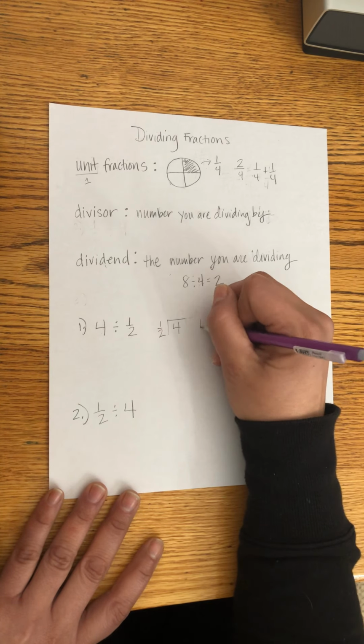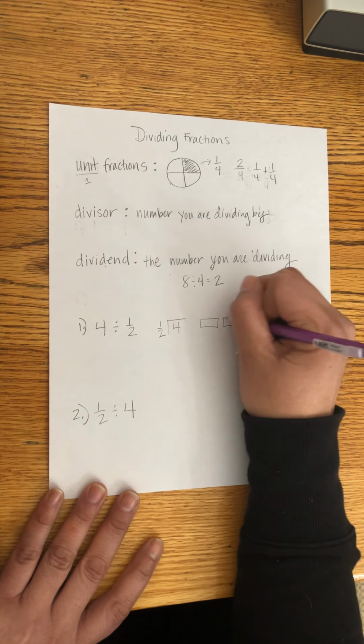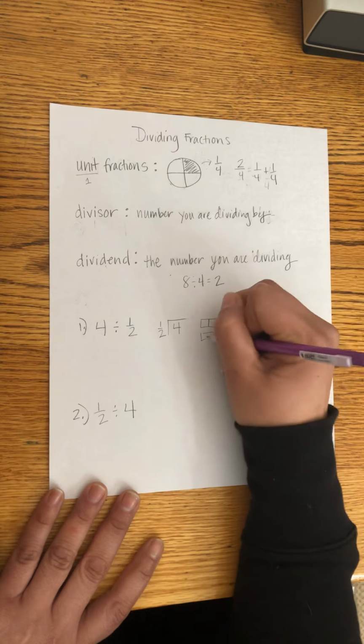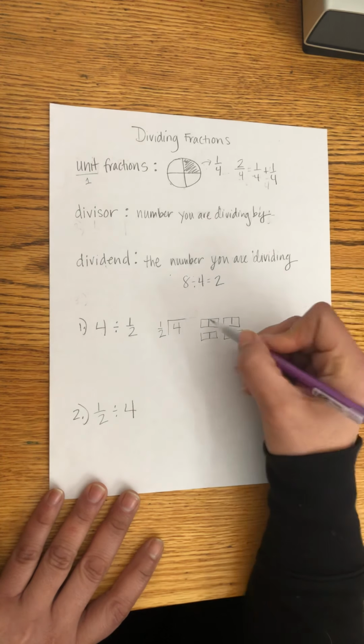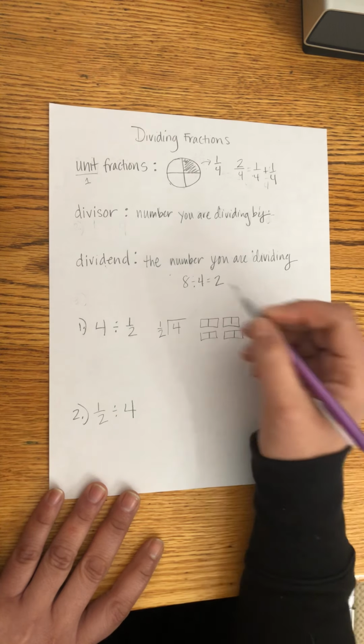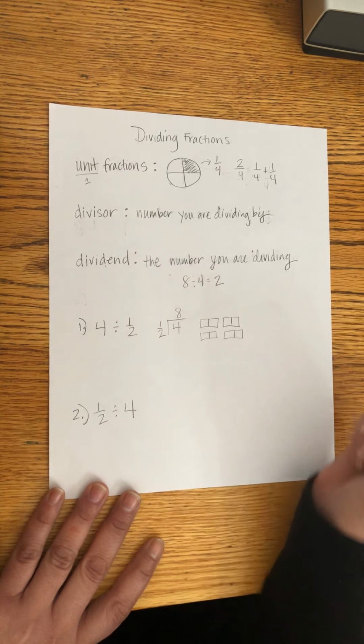So let's draw that out. If I have 4 candy bars and I break each one into half, how many halves do I have? 1, 2, 3, 4, 5, 6, 7, 8. So the answer is 8.